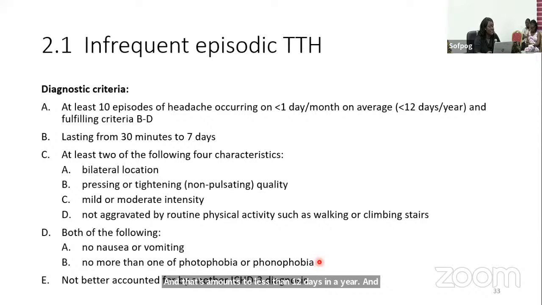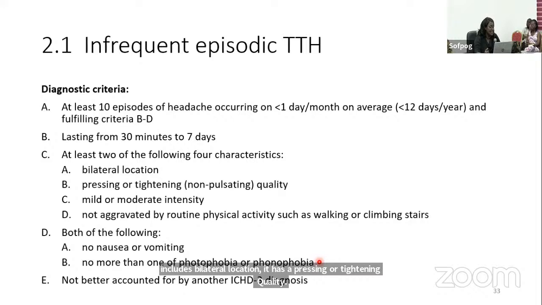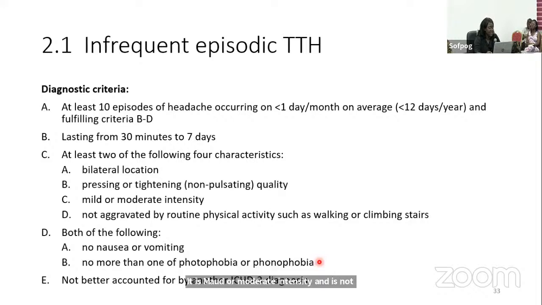It should have at least 2 of the 4 characteristics, which include bilateral location. It has a pressing or tightening quality. It is mild or moderate intensity and is not aggravated with physical activity. There should be no nausea or vomiting and no more than 1 of photophobia or phonophobia. And of course, the symptoms should not be better accounted for by another ICHD diagnosis.